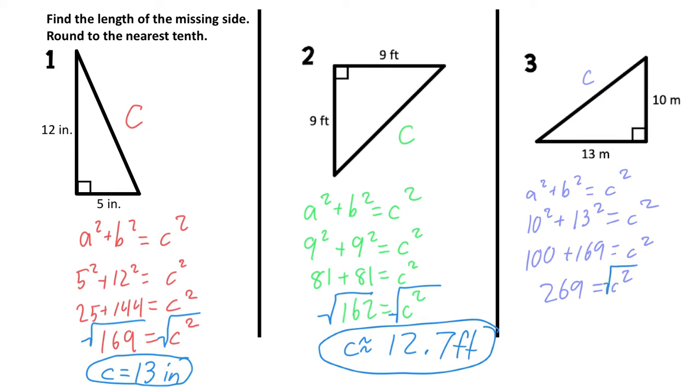Once again, we are looking for c, so we need to do the inverse of squaring, which is take the square root. Now, the square root of c squared is just c, and the square root of 269 is 16.401, and so on, which rounds to 16.4. So the length of the missing side is 16.4 meters.